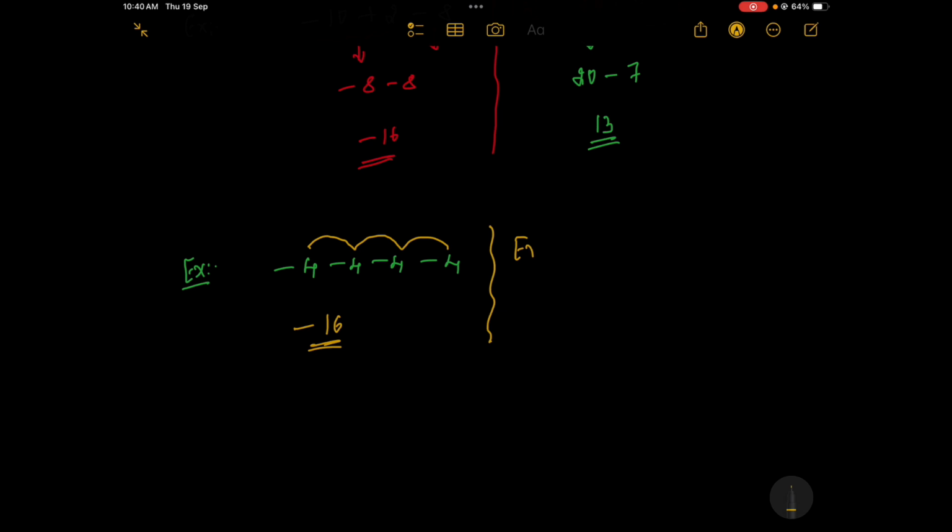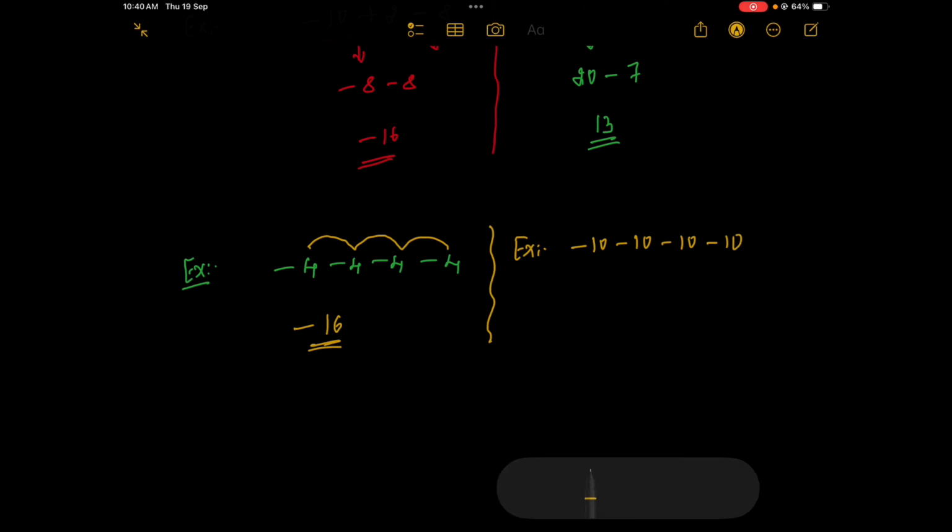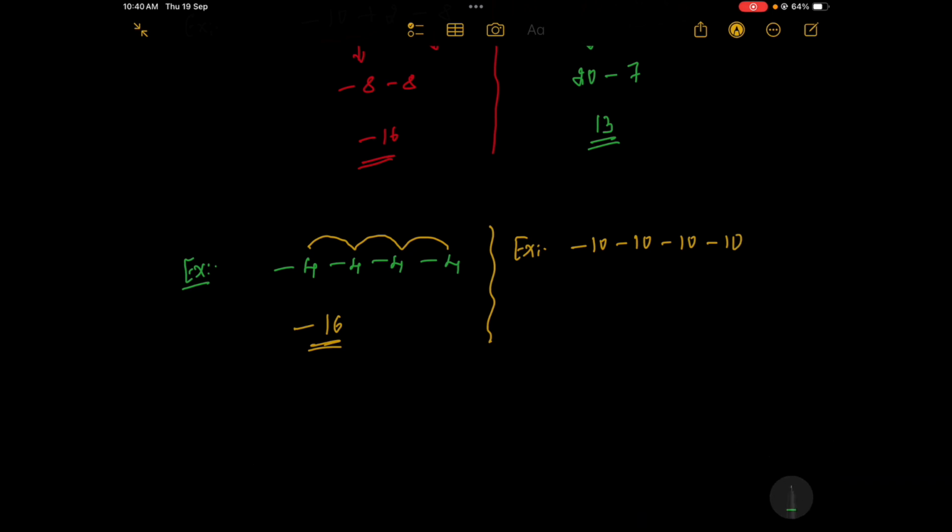Same kind of problem I'll write now. Minus 10, minus 10, minus 10, minus 10. What do we get now? All the numbers are negative. Add it. 10, 20, 30, 40. Since all are negative, the result is negative 40. Am I clear with this?